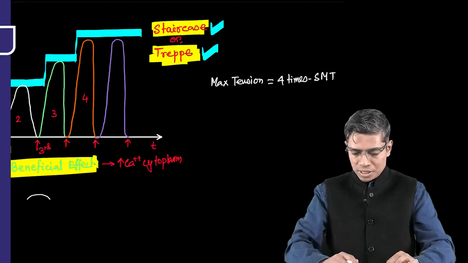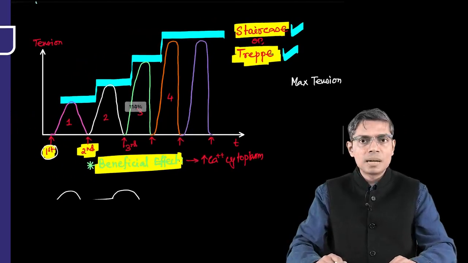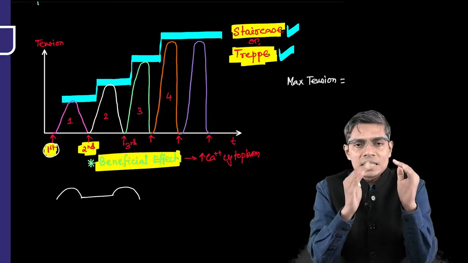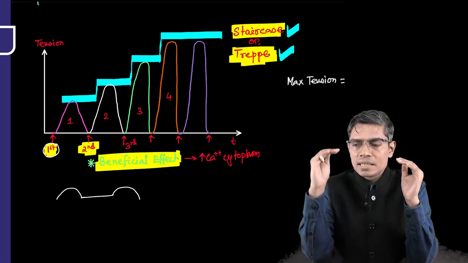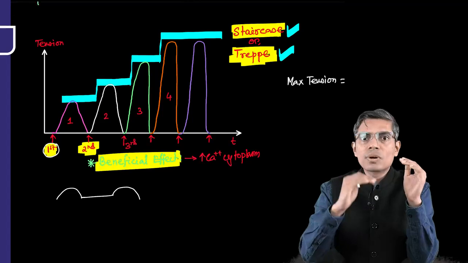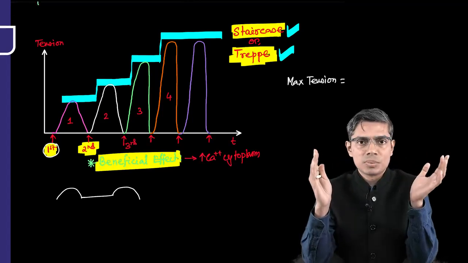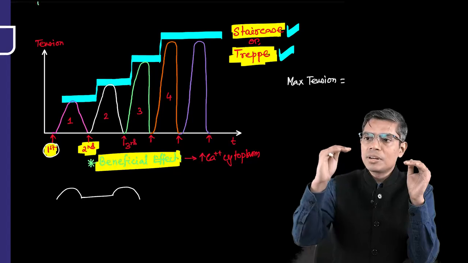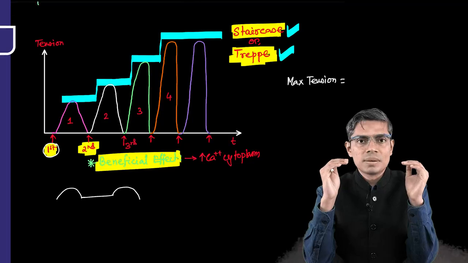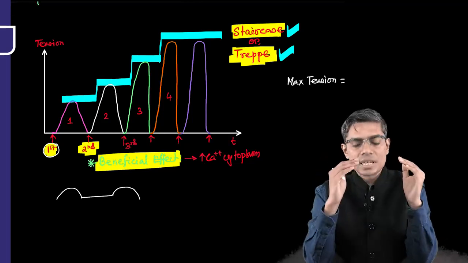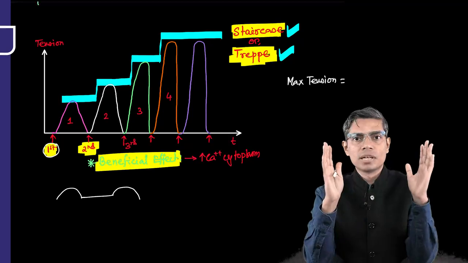Okay, so staircase and trapeze, what is the basic principle I have to remember? If you give multiple stimulations to a muscle, there will be a gradual increase in the height of contraction due to more calcium being available in the cytoplasm. This gradual increment of the height of contraction is known as the staircase or trapeze phenomenon. Getting my point? I hope all of you understood.